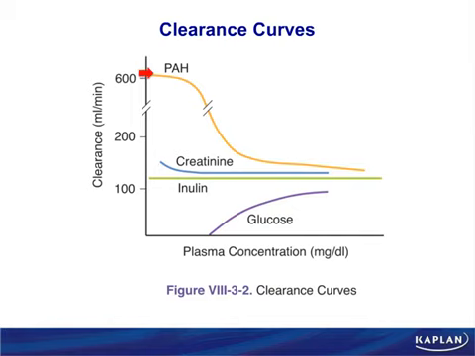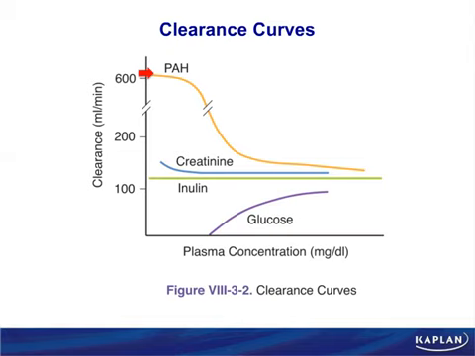Let's look at PAH. At low concentrations of PAH, you are calculating the renal plasma flow, 600 milliliters per minute. That is the renal plasma flow. Why? Because when PAH enters the kidneys, you filter 20%, you secrete 80%, you clear 100%. You clear every single PAH molecule that enters the kidneys. Your clearance is very, very high.